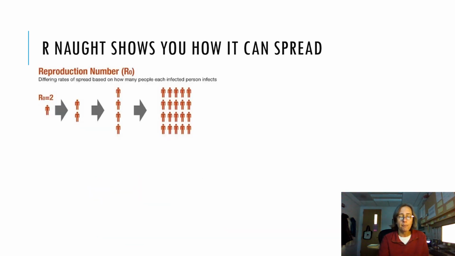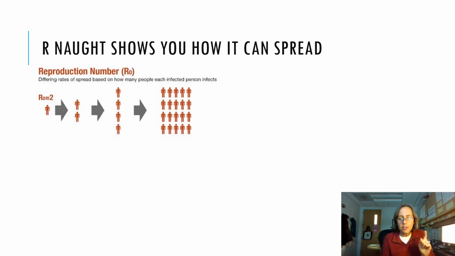So for example, if a condition has an R0 of 2, that means on average, each person is going to infect 2 people. So you can see here, we start with 1 infected person, and then 2 people get infected by them, and then each of those infects 2 people, so now we have 4, and then each of those infects 2 people, so now we have 8, and then it would go 16, and it goes on and on.